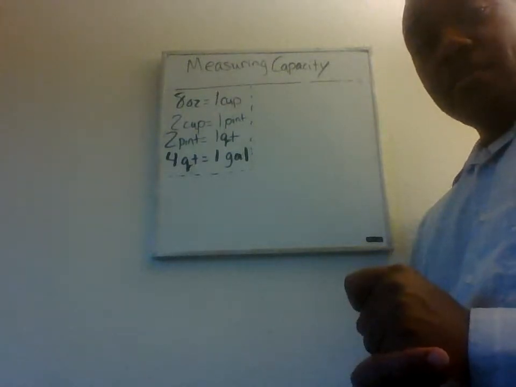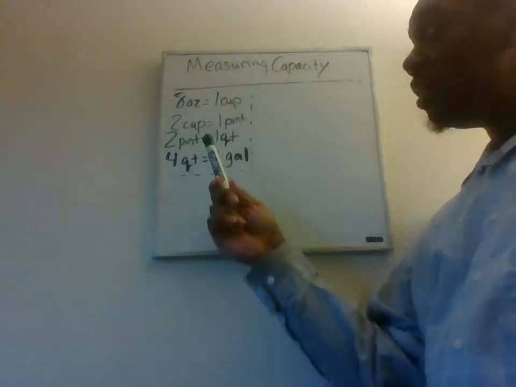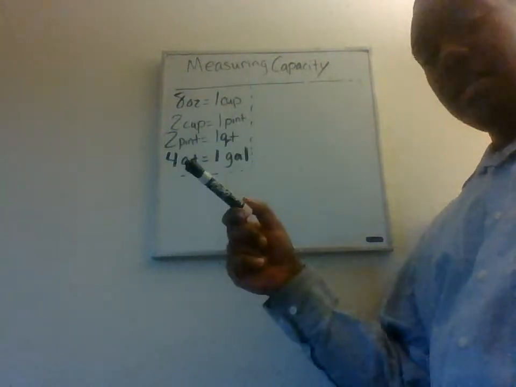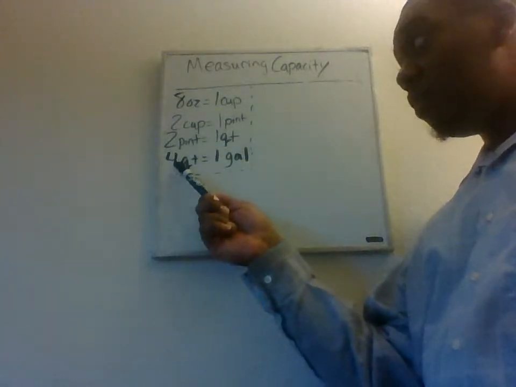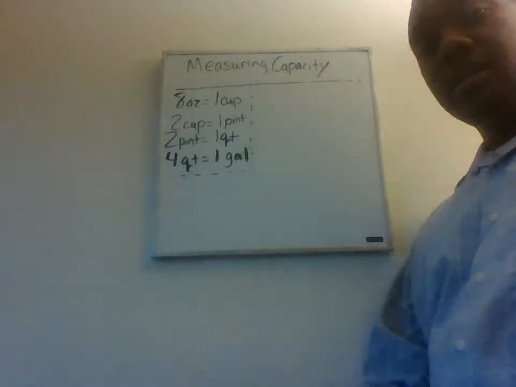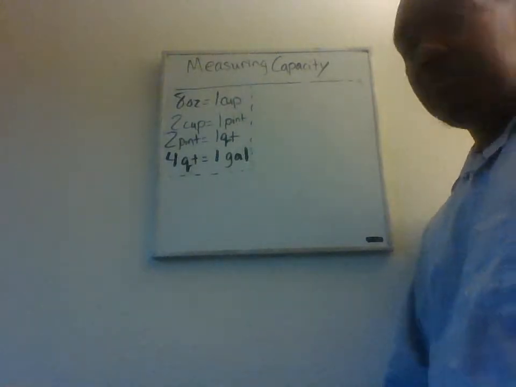All right, so with capacity, though, we have 8 ounces equaling 1 cup, 2 cups equals 1 pint, 2 pints equals 1 quart, and 4 quarts equaling 1 gallon. Now, these are kind of cool. So some interesting facts about them.